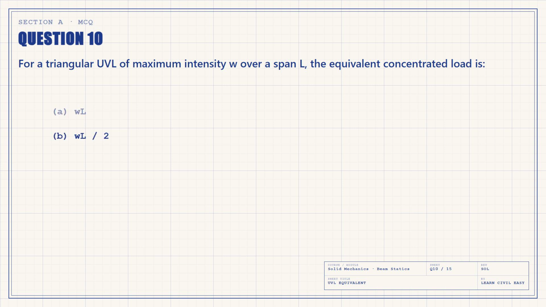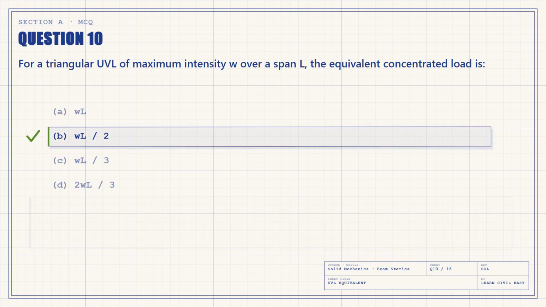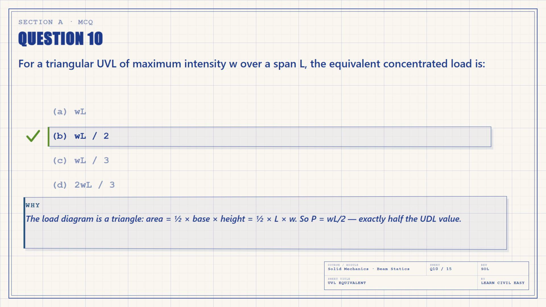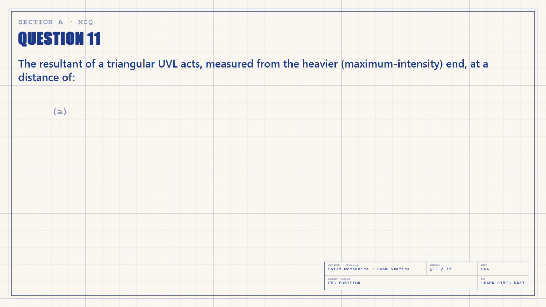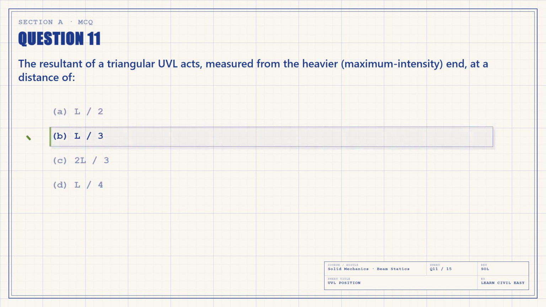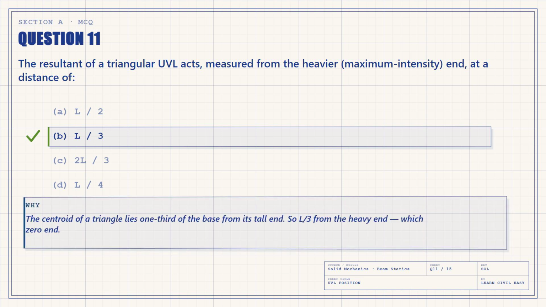The load diagram of a triangular UVL is a triangle. Its area is half of base times height, that is half WL. The answer is B. Question 11. The centroid of a triangle lies 1/3 of the base from its tall end. So the resultant acts at L by 3 from the heavy end, which is 2L by 3 from the zero end. The answer is B.